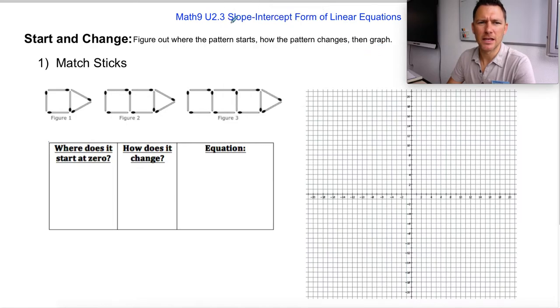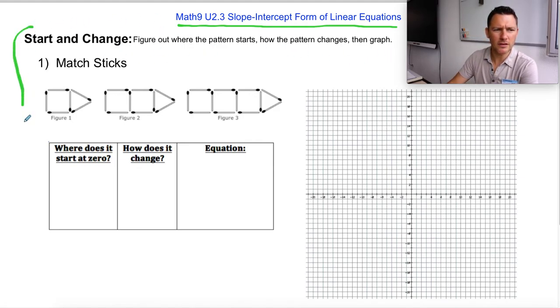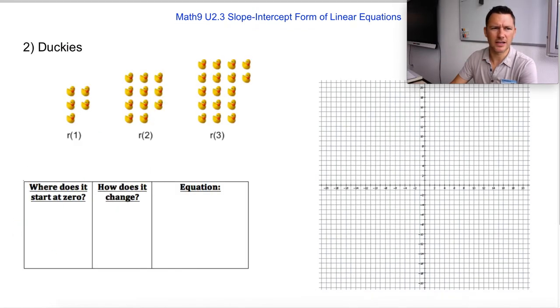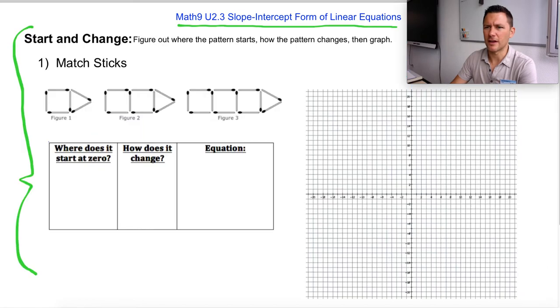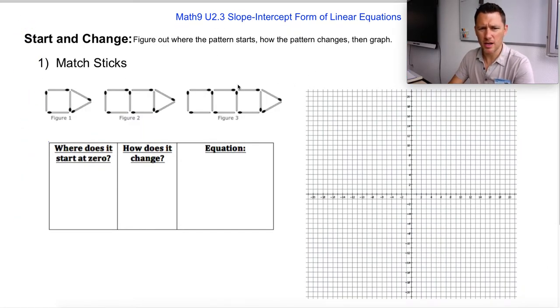At the top of your notes, you can put 2-3 slope-intercept form of linear equations. And hopefully you have one of these sheets. It has a few things on it, a note taker. Cool? If you don't, not a problem, but you can follow along and annotate as you go in your notebooks.